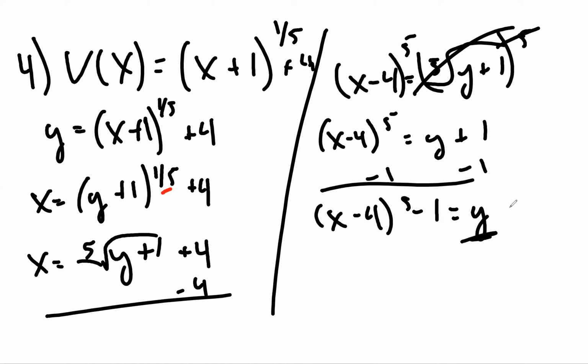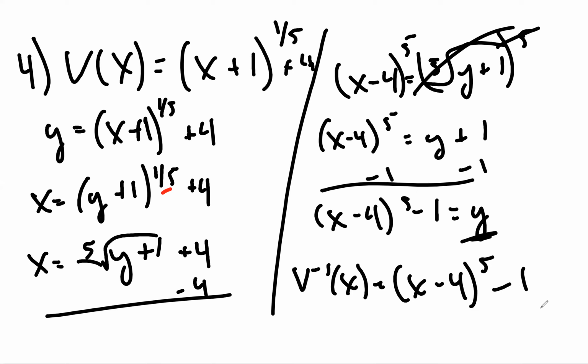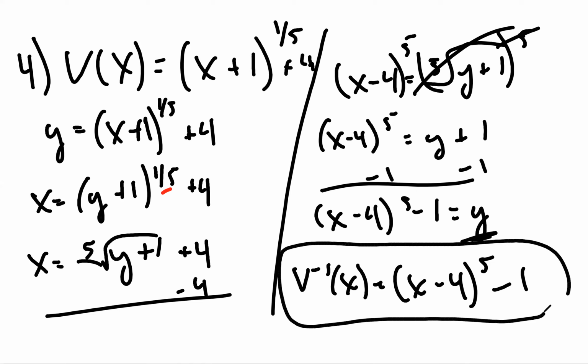And so I want to replace this y with the inverse. So v inverse of x equals (x minus 4) in parentheses raised to the 5th power minus 1. And this is my total and final answer. Done.